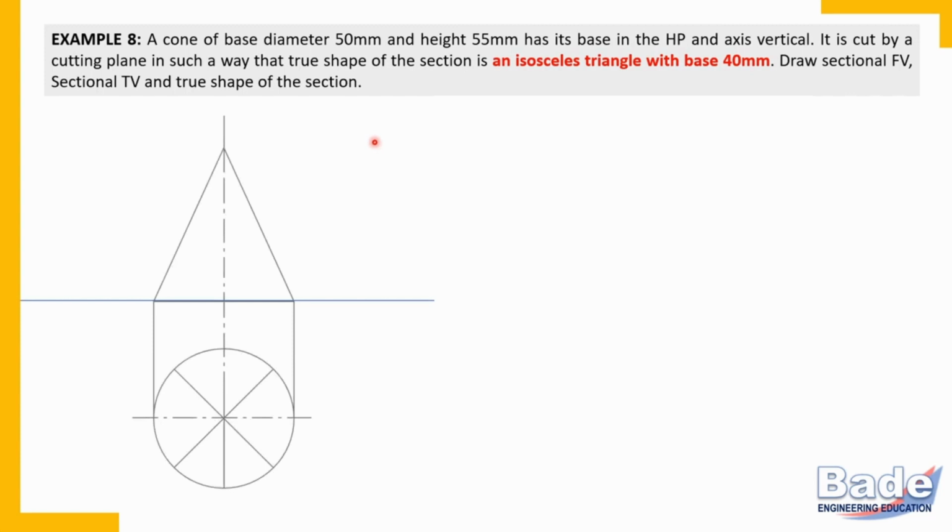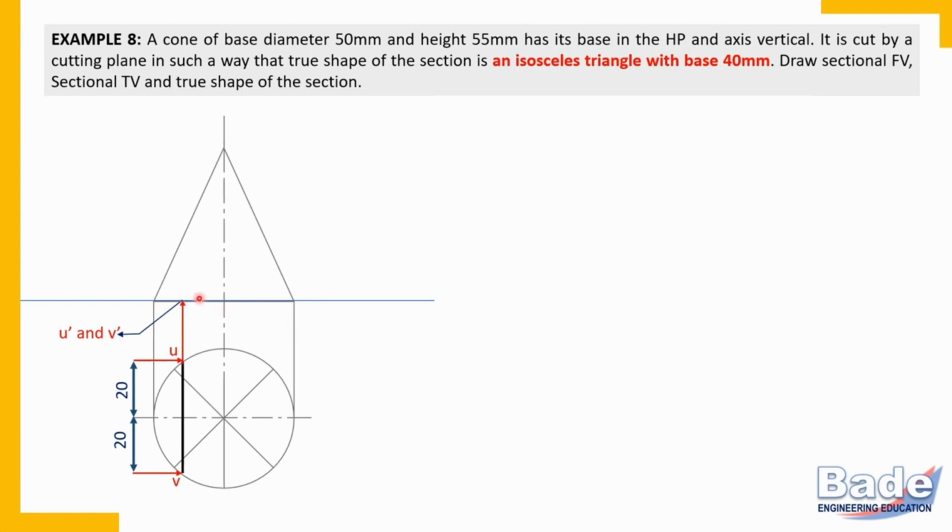This is the first step. Draw views of the object in the given position. Now the base of the true shape is 40 millimeters. The true shape of the section is a triangle that has base 40 millimeters. So base means that line UV should appear in the top view as a vertical line. Like in the earlier few problems, we have located line UV in the top view and transferred it to the front view. Here you will get U dash V dash.